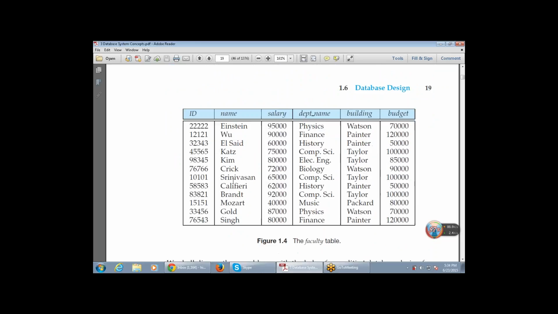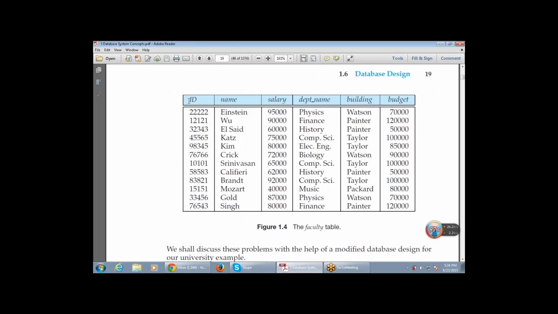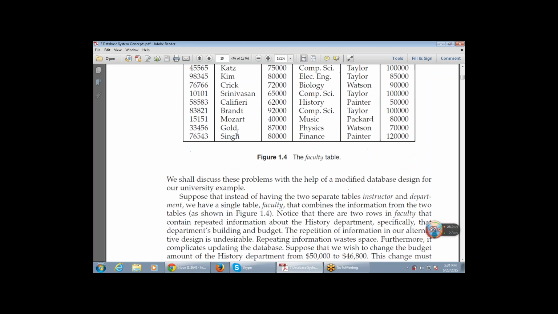So this is, we can say, the faculty table. This is the ID, this is the name, this is the salary, this is the department name, building, and budget. These are the various column headings, the attributes given in a table: ID, name, salary, department name, building, and the budget. And these are the various fields in this table. One of the IDs is 22222, then the instructor, salary, department, building, then the budget.